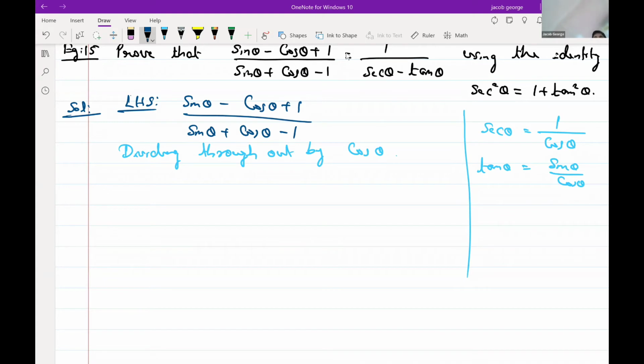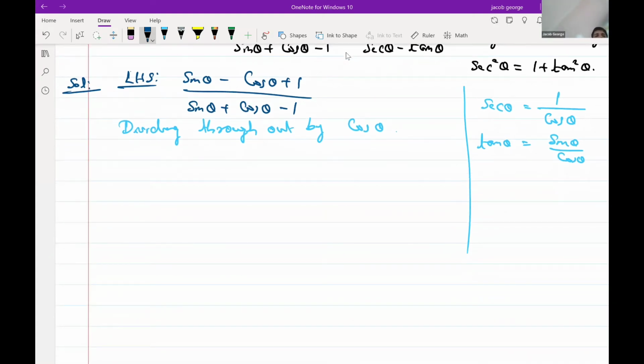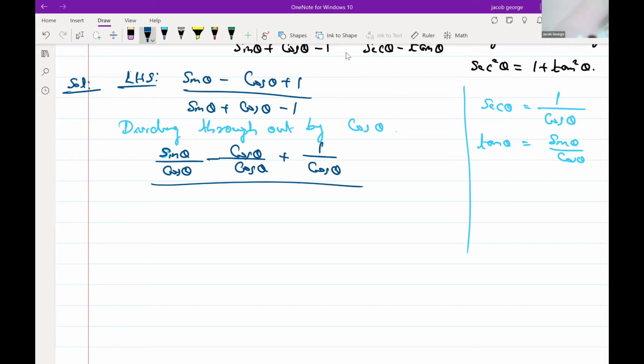Dividing throughout by cos theta. So it will become sin theta by cos theta. We have to divide it throughout by cos theta. So it will be sin theta by cos theta minus cos theta by cos theta plus 1 by cos theta, all divided by sin theta by cos theta minus cos theta by cos theta plus 1 by cos theta.